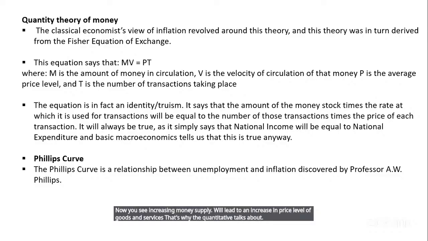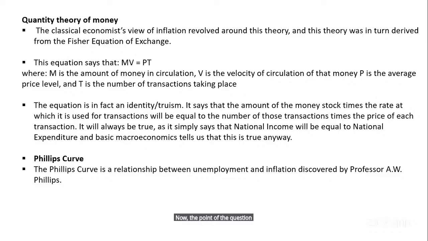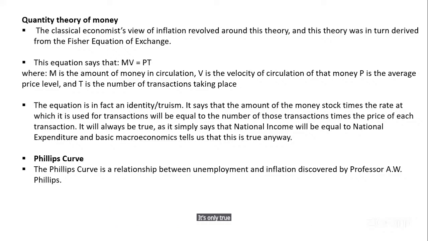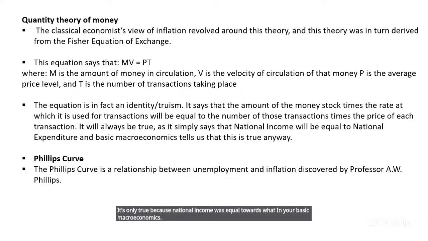Now, the equation is just a fact, an identity or truism. It says that the amount of money stock times the rate at which it's used for transactions will equal the number of transactions times the price of each transaction. It will always be true because national income must be equal to what? National expenditure, in your basic macroeconomics theory.